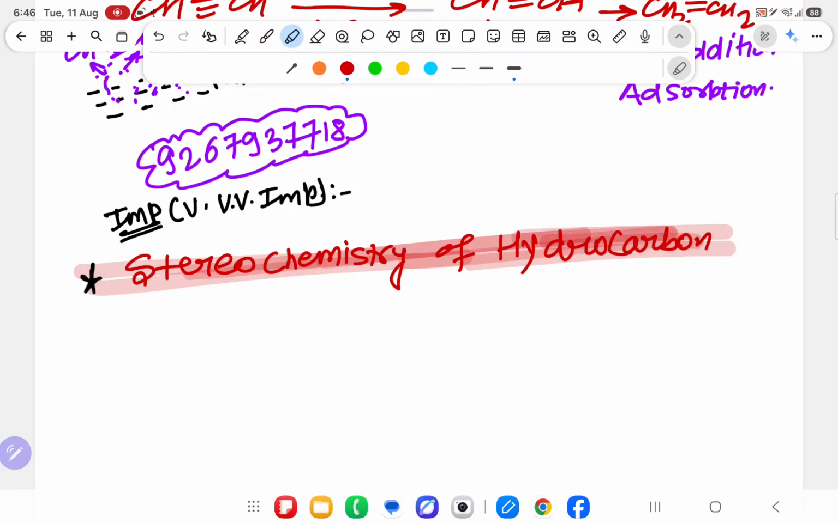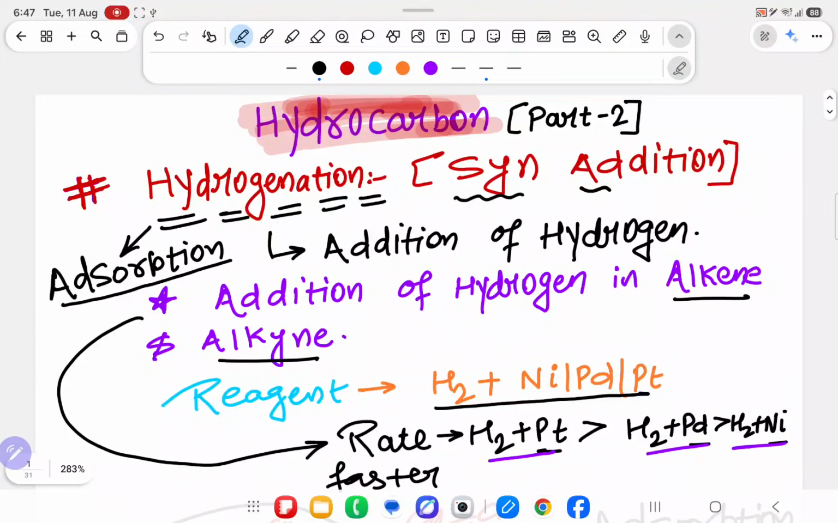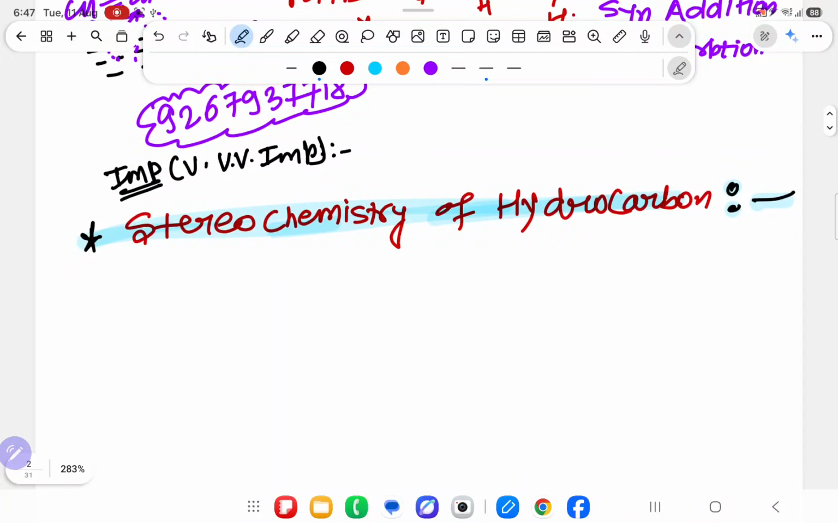Now, whenever I do any topic, any chapter I complete, suppose I have completed the chapter called hydrogenation. In hydrogenation, what have I written? Hydrogenation is a process, and that process will do syn addition. Like that, whenever I teach you any topic, I will write before that whether it will do syn addition or anti addition. Syn addition means same side, anti addition means opposite side. For that I am going to give you stereochemistry of hydrocarbon.